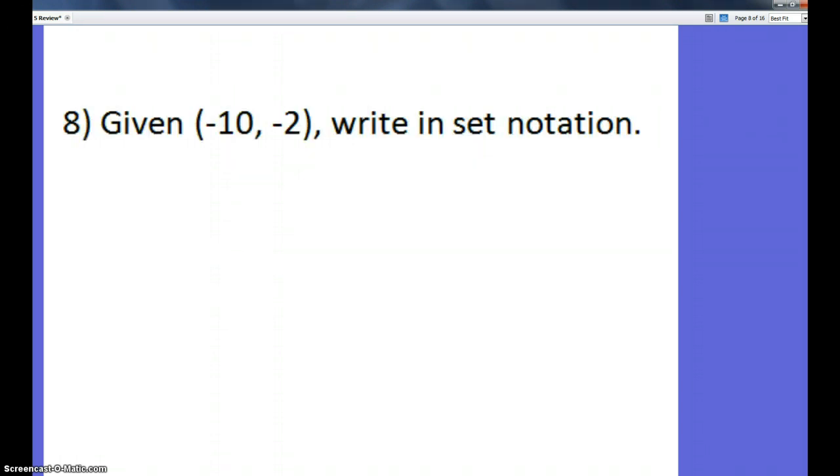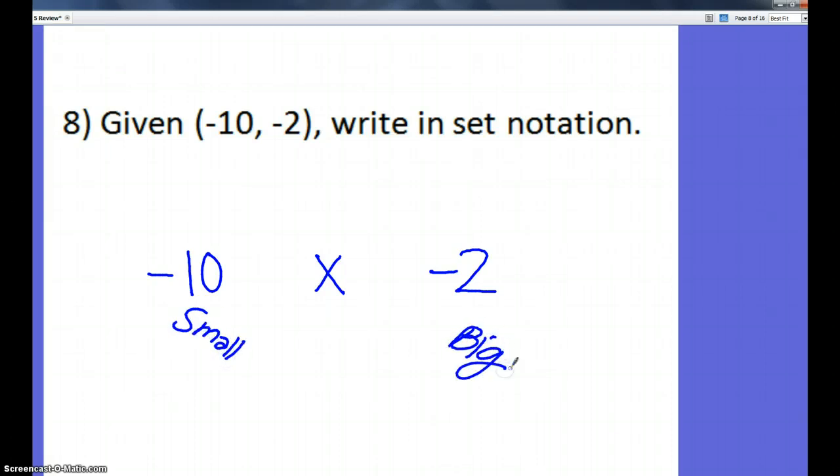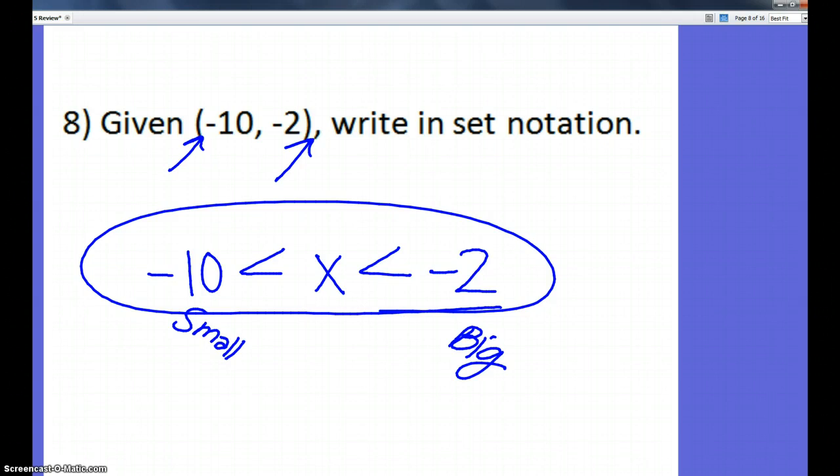You got negative 10 comma 2. Write it in set notation. So negative 10. Put your 2. Again, you can use whatever letter you want to. I'm going to stick with X. You could put Y. You could put K. And this is small. This is big. The alligator likes to eat bigger stuff, so he eats what's after it. And they are both open brackets, open parentheses, so they are not equal. We do not put equal two lines underneath, and this is all it is. Done.